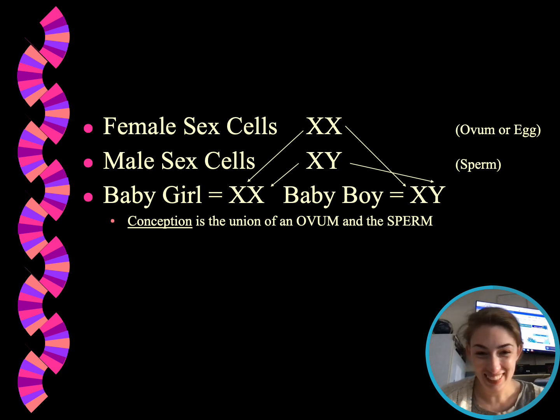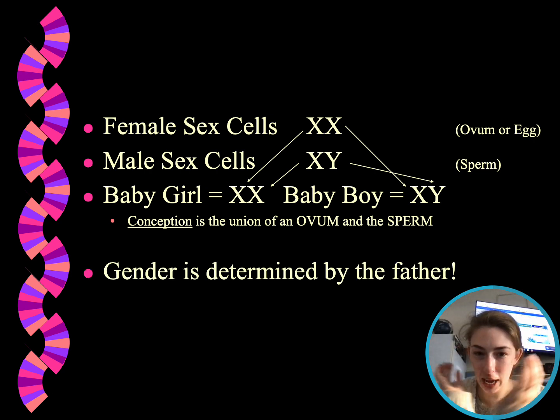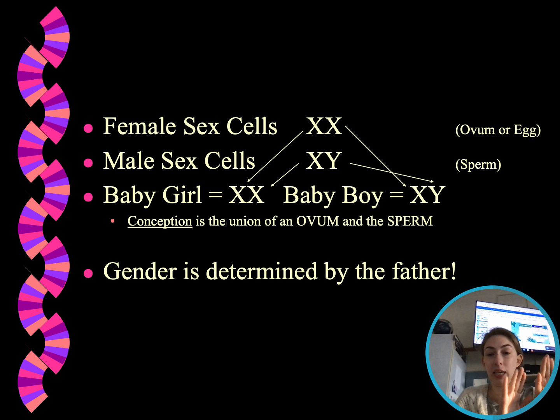Now, gender, please, again, gender is XY versus XX, is going to be determined by the father. Because remember, the mom only has 2 X's to give. The dad has an X and a Y. So dad either gives an X to make a baby girl or a Y to make a baby boy.